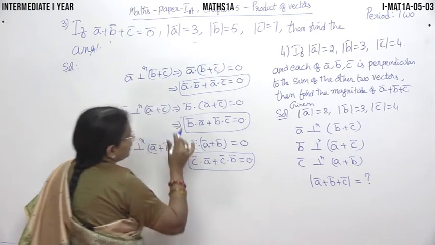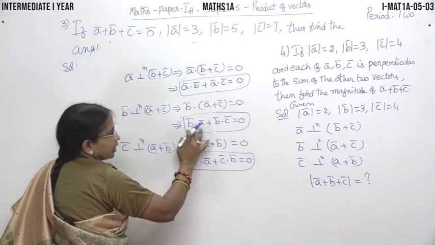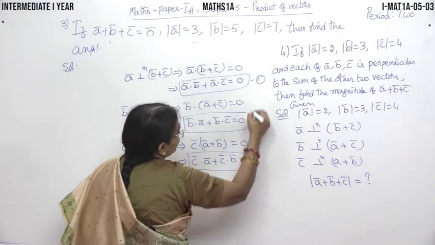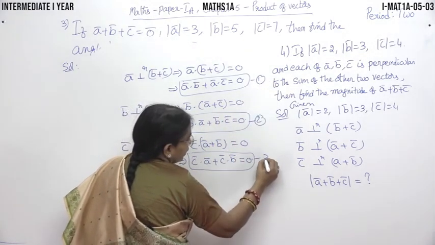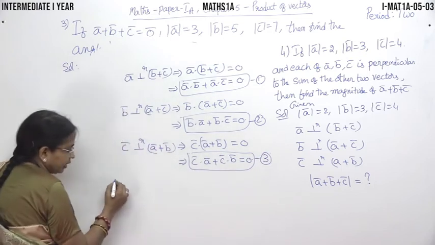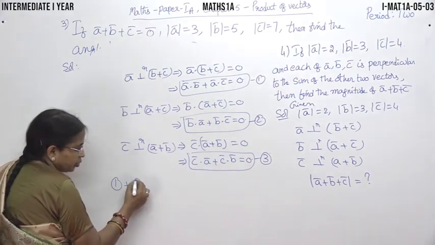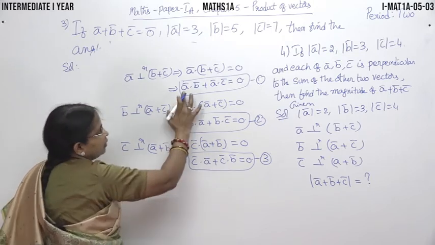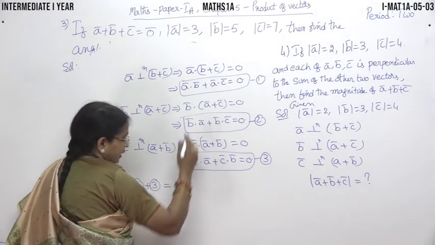A dot B is same as B dot A. Okay, now add them. You number them as 1, 2 and 3. And then when you add them, you will get 1 plus 2 plus 3. You will get A dot B plus B dot C plus C dot A.